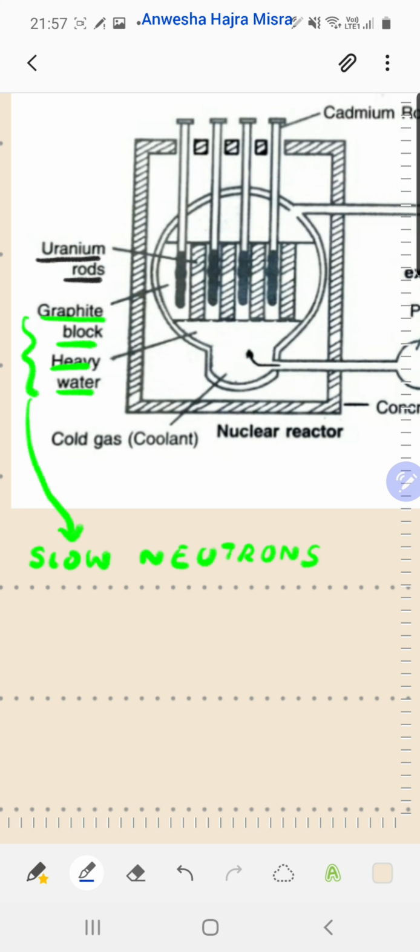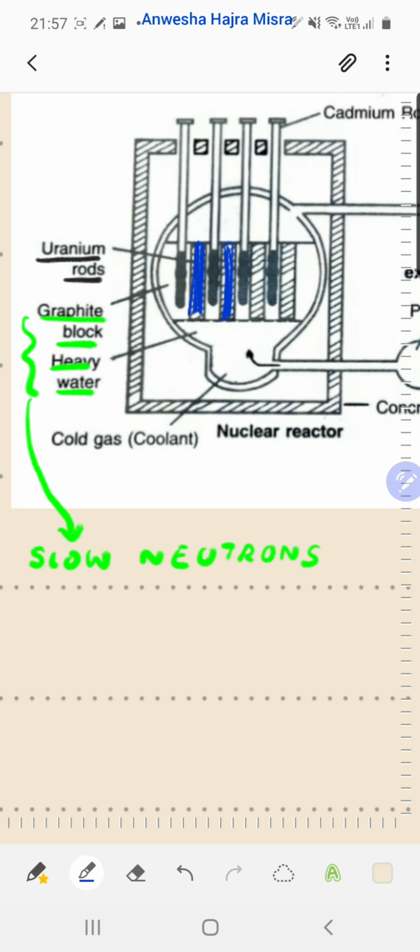Now, these are the uranium rods. You can see the uranium rods. Graphite and heavy water will slow down the neutrons. The neutrons will go and hit the uranium-235 in the uranium rods.